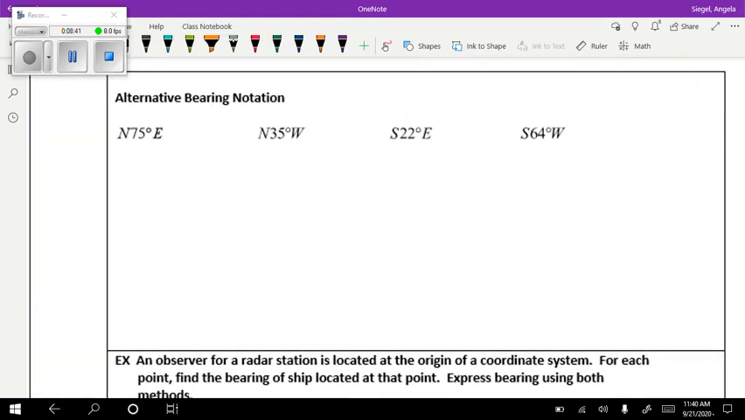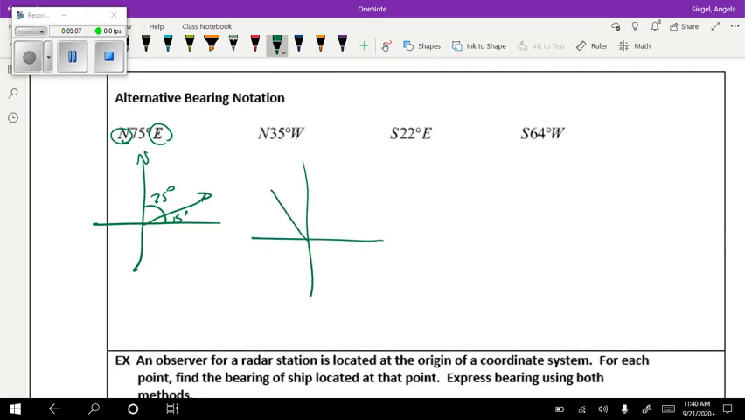Okay, so this is another way of looking at bearings. This is where you start, and then this is where you go from there. So like north, 75 degrees east. We're going to start at north and go 75 degrees east. So that 75 is going to be right here, and that is 15 degrees. Then north, 35 degrees west. Same thing, we're just going the other direction. This is north, this is west, so this would be 55.